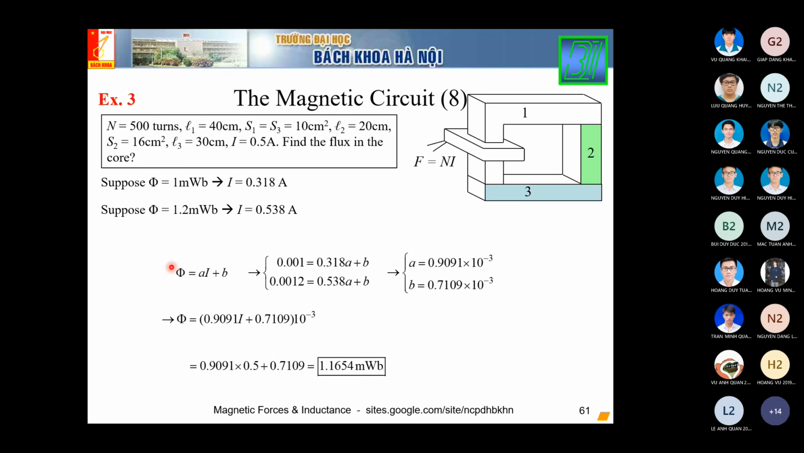If you want to have a more accurate relationship, you can suppose this one is a second order polynomial, a parabola. But in that case, you have to have three choices instead of two like this. Finally, this one is just my assumption.